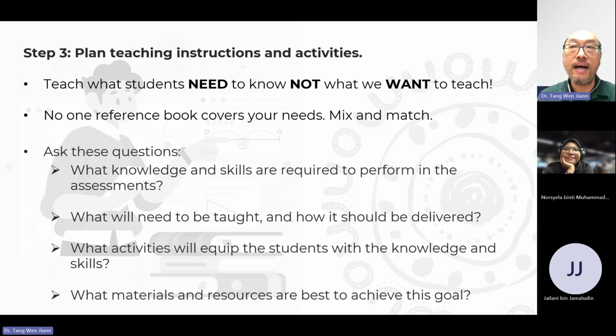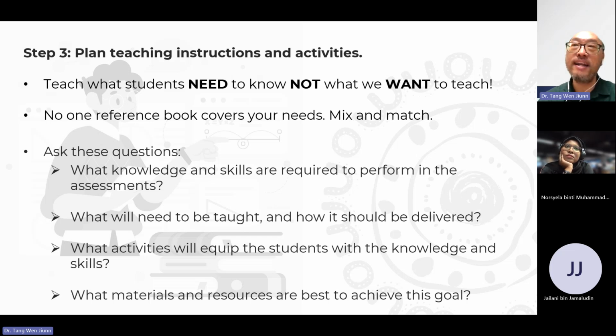The actual more effective one is the other way around. We plan the questions first, then from the questions, we plan our activities and the lesson. So why do we do that? Because if we plan our assessment first, then we can be very sure we're going to teach them what they need to know. What they need to know, not what you want to teach.